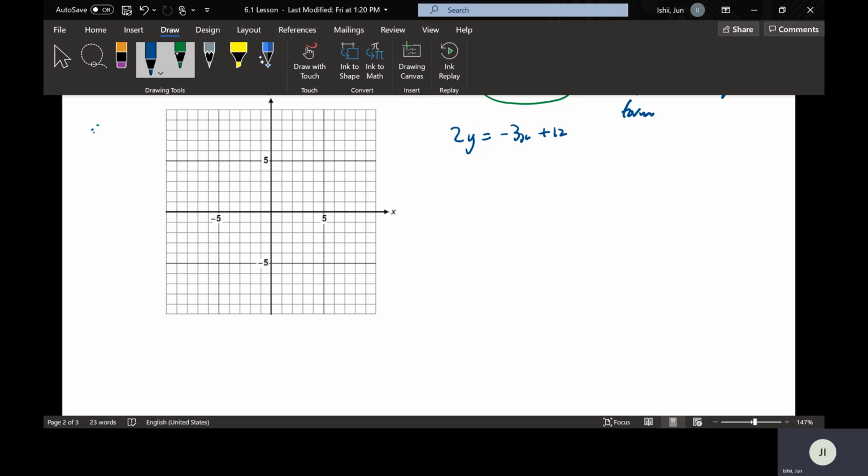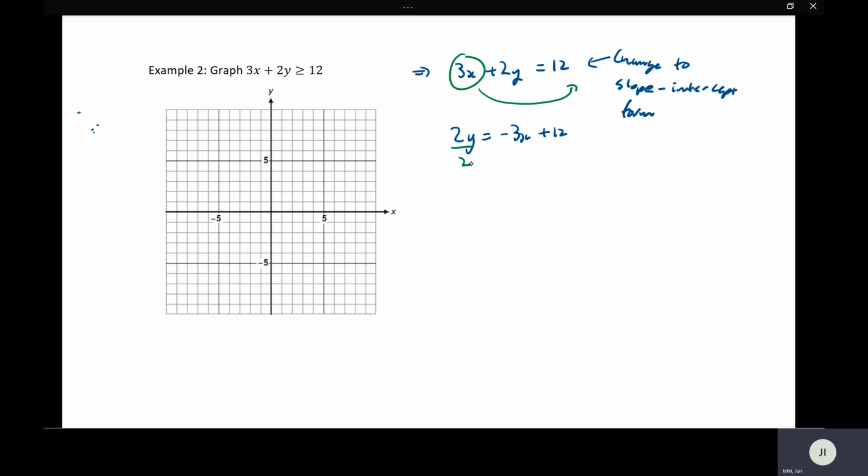Right. And then once we've done that, we can divide through by 2, so that this 2 cancels with this, and then we've isolated the y. So if we were to simplify this, we've got y equals negative 3 over 2 x plus 6. Okay, so 12 divided by 2 is 6. All right, so now from here we can pick out the slope and y-intercept. My slope is negative 3 over 2. And the y-intercept here is at positive 6.